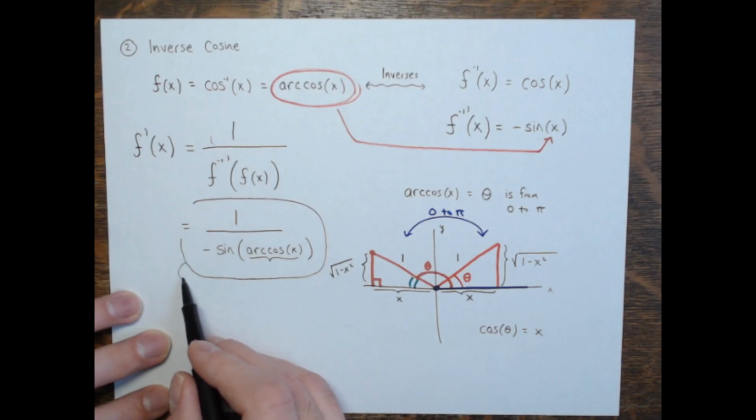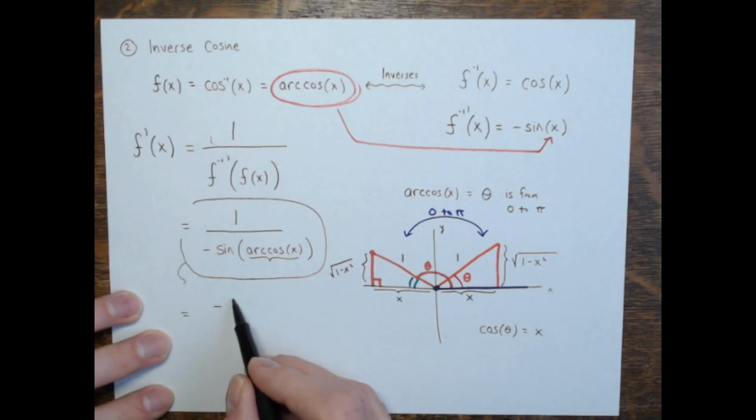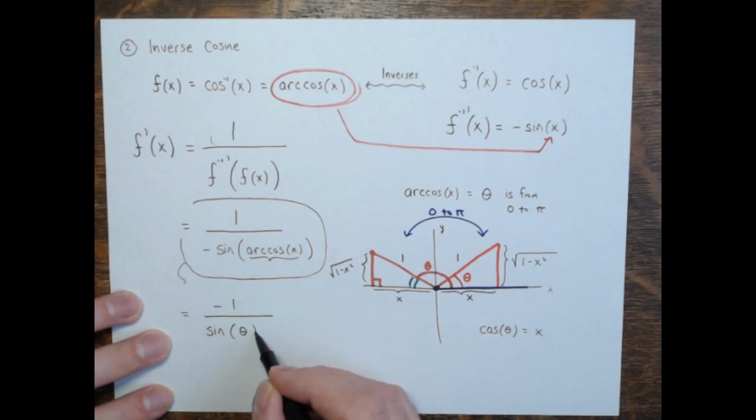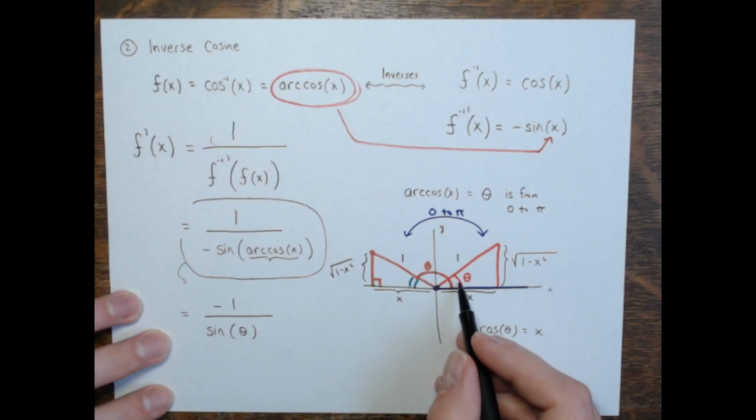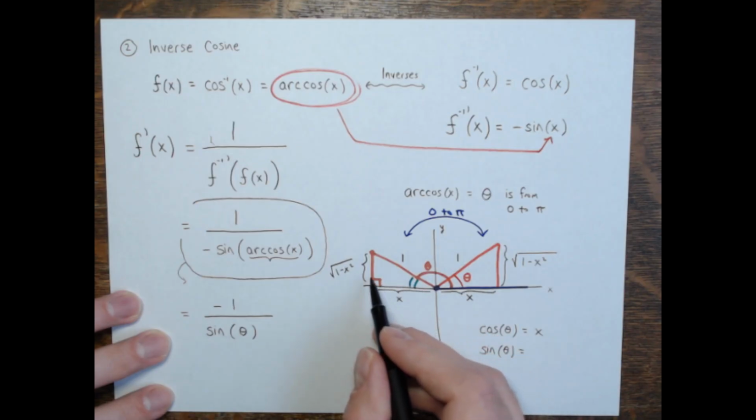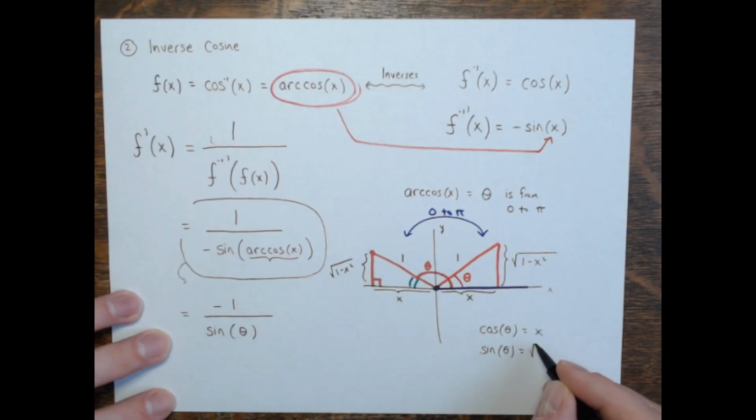And taking this, I'll put the negative up top here. So this is -1 divided by the sine of this arc cosine of x, which I'm calling theta. And from the pictures I've been drawing here, the sine of theta, and looking at the reference angle to theta over here, is opposite over hypotenuse, which in both cases is the positive square root of 1 minus x squared.